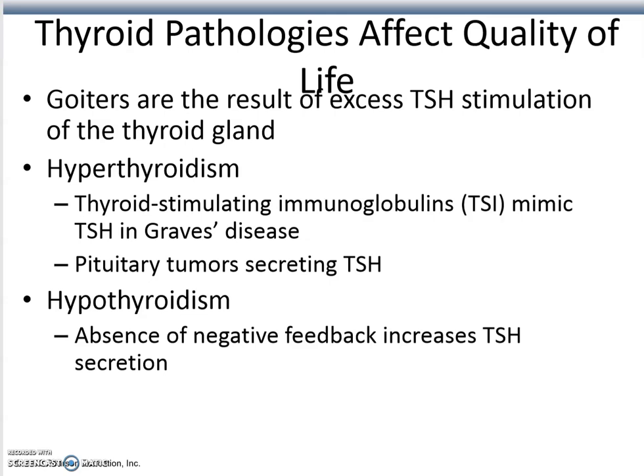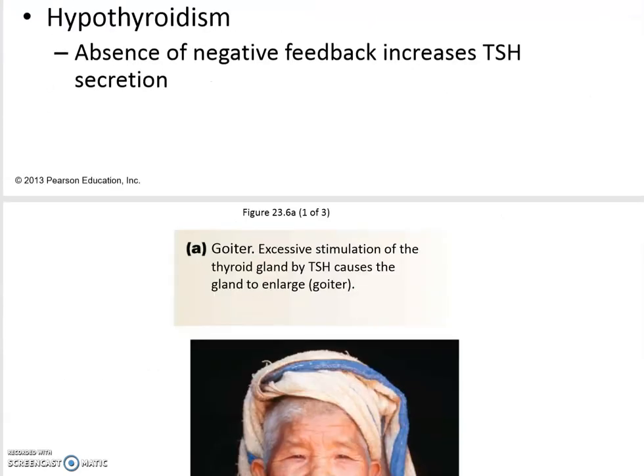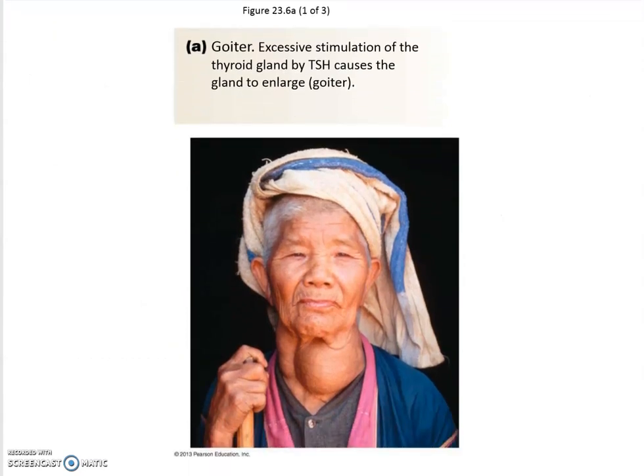Hypothyroidism is when you don't have enough thyroid hormone. It's relatively easy to fix because we have Synthroid. It's a synthetic thyroid hormone, and you can give somebody that externally, so that's easy to fix, but you need to diagnose it. And sometimes the reason for hypothyroidism is the absence of negative feedback. It should increase the TSH, and it doesn't work, and then you don't have enough TSH, and therefore you don't make enough thyroid hormone.